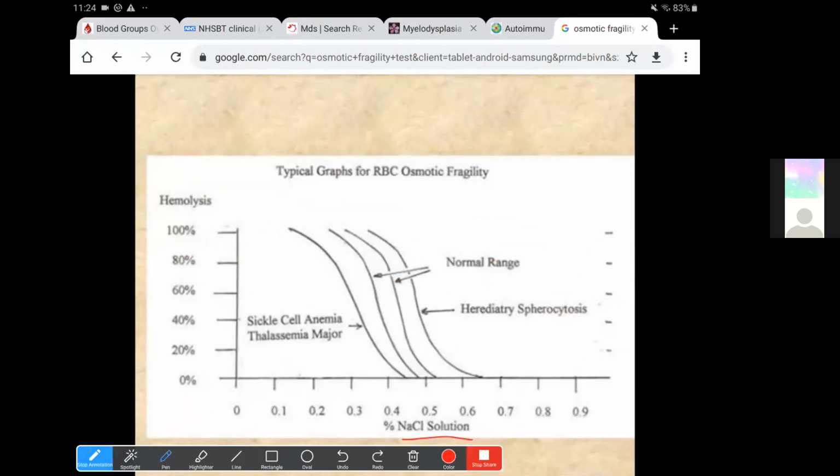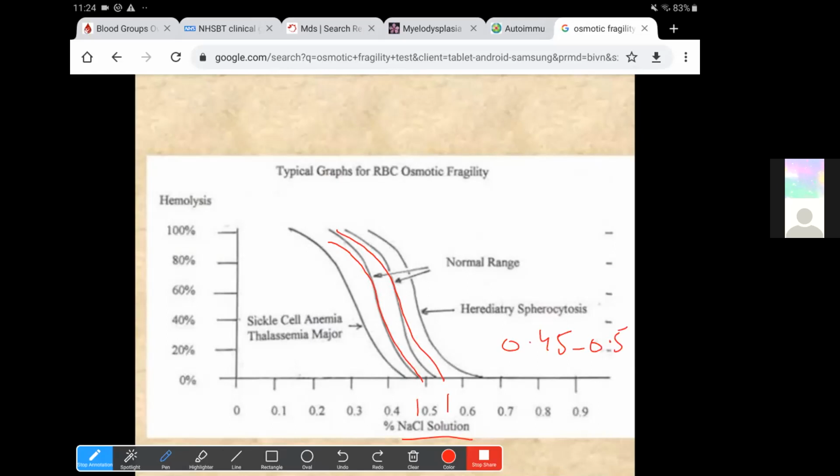Normally, this normal curve is a narrow range, which lies between 0.45 and 0.5. So 0.45 to 0.5 is the normal concentration of sodium chloride in the solution at which cells will lie. Between 0.45 and 0.5, a normal lysis will occur.